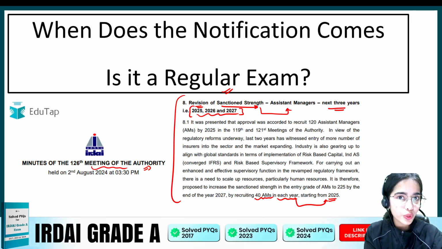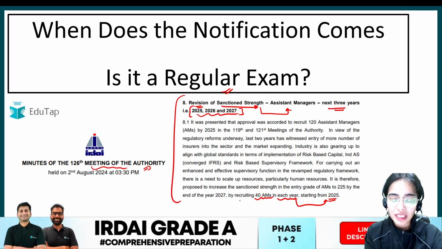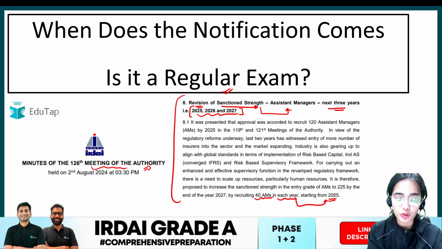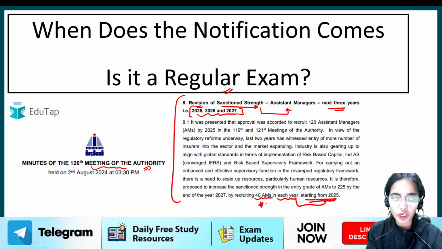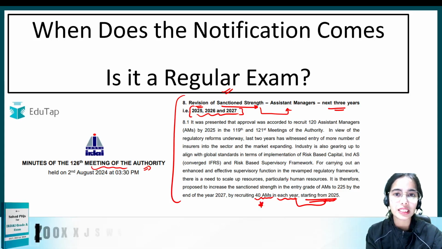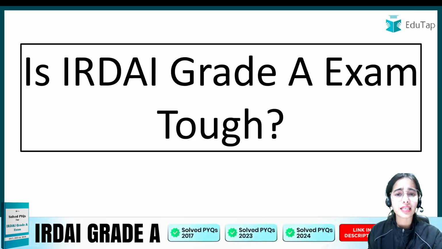So this is good news for all of you who are preparing for the IRDAI Grade A examination, because it is written that as per the proposal, there will be recruitment for 40 assistant managers, that is, for 40 seats at least. Okay. So now, is the IRDAI Grade A examination tough?